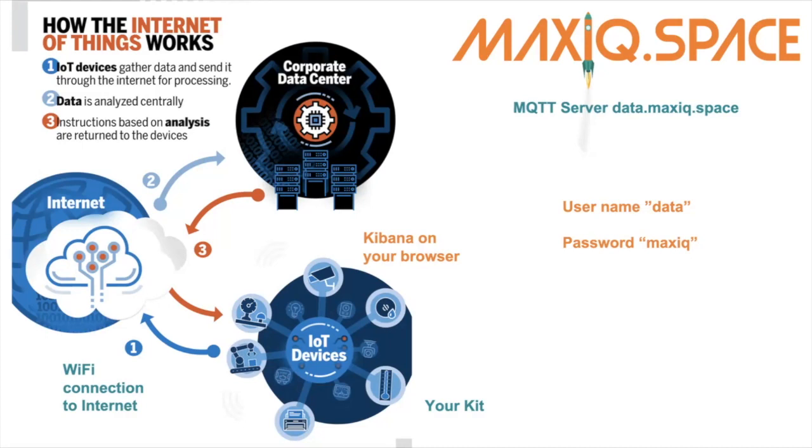So if you want to access your data on that MQTT server, you need to go to the web address data.maxiq.space. And the first time you log in, it'll be asking you for a username and a password. So that username is data and the password is MaxIQ.